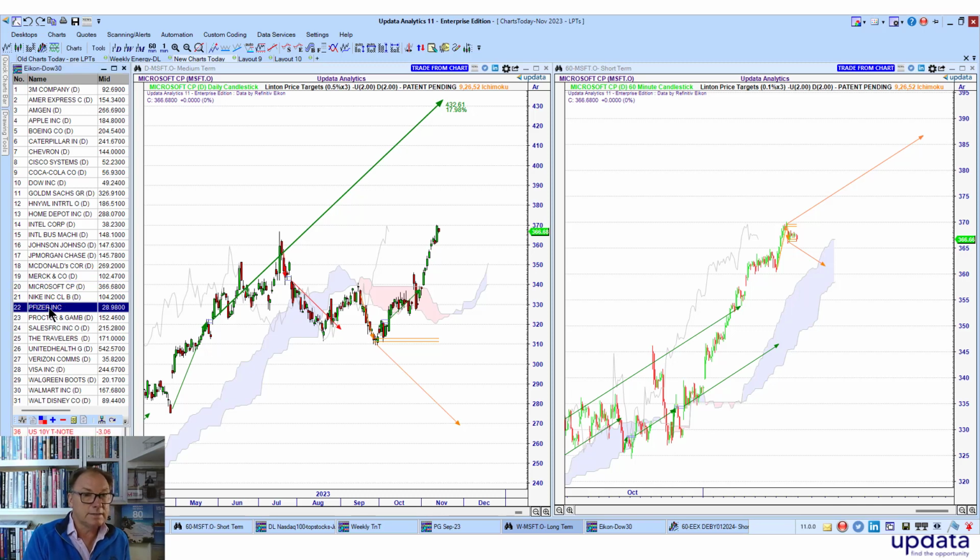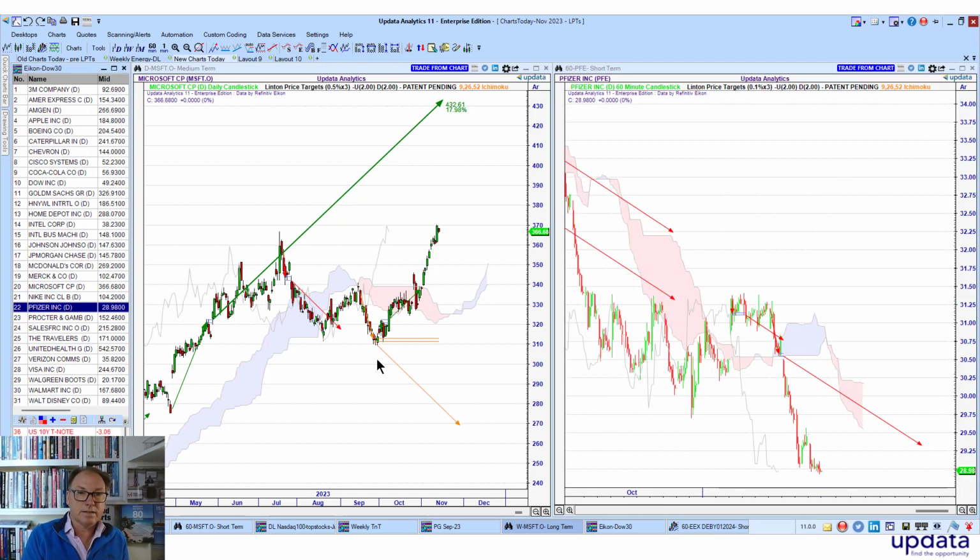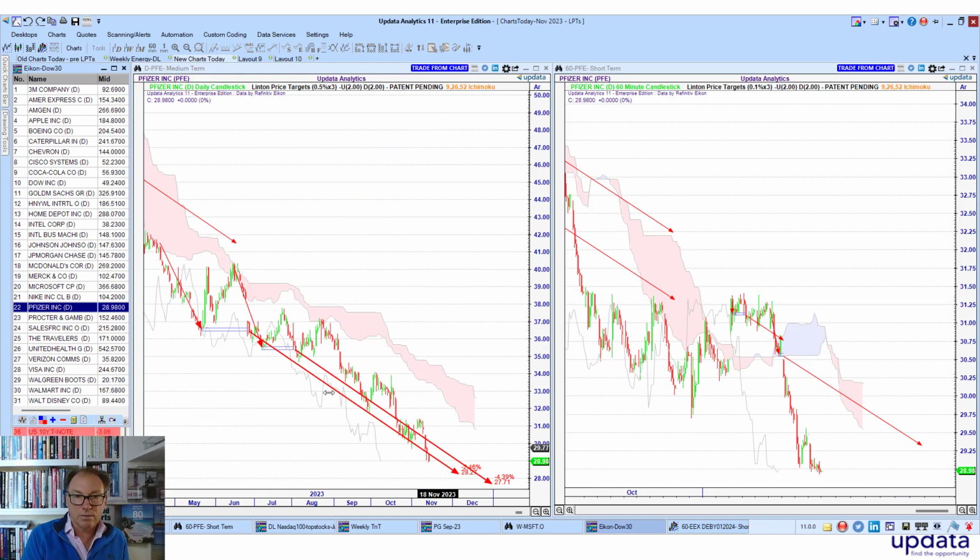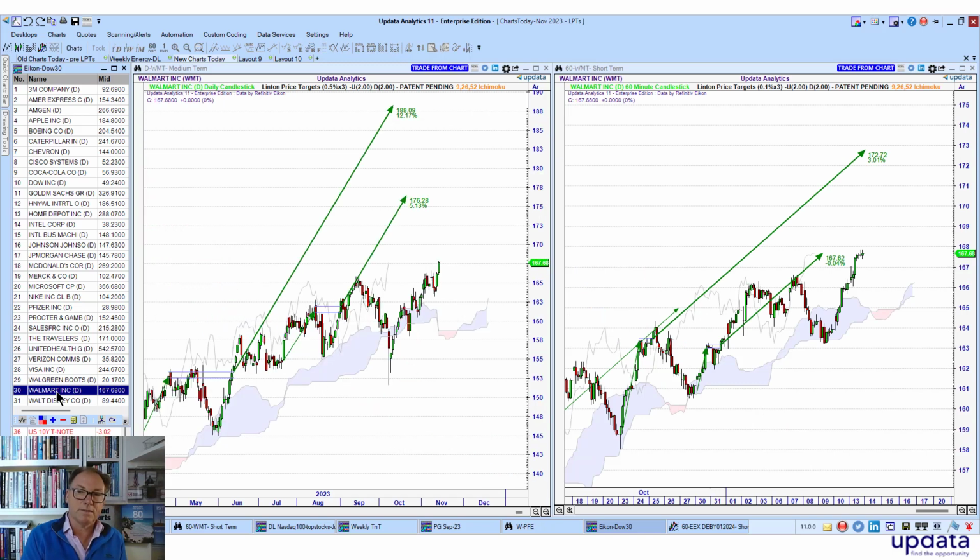We've got Pfizer. And here we see downside targets. Notice how these downside targets were given and nearly met. And on the short term, I don't even need to go and look at the long term. Let's have a look at one I know that did look brilliant yesterday because I was looking at the charts: Walmart. And in fact, the Costco chart looks really good as well.